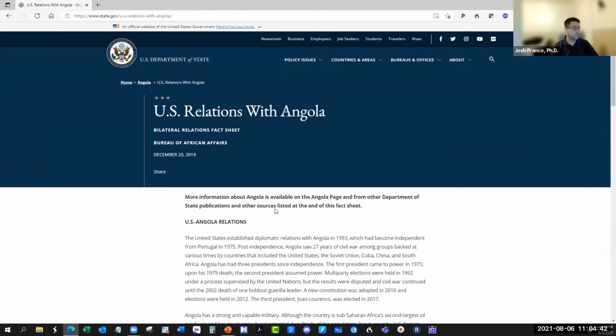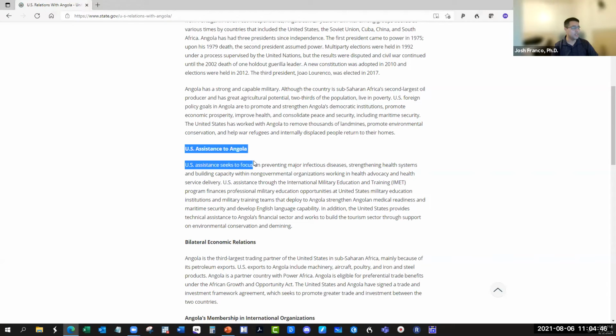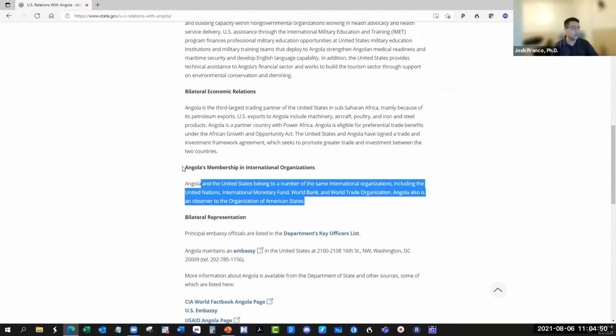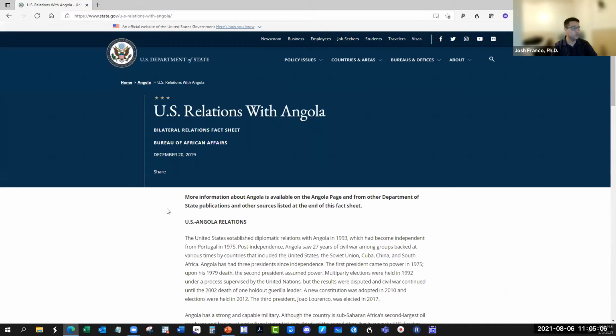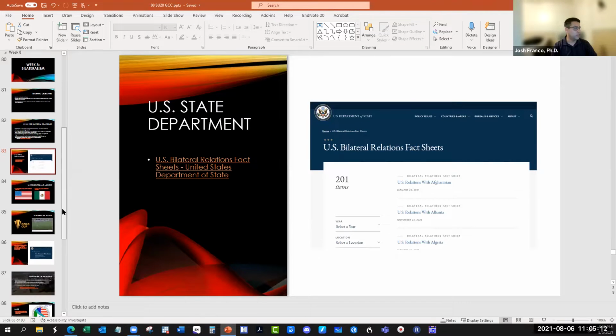And here it talks about the relations between the two countries, any U.S. assistance that may be provided to the country, bilateral economic relations, Angola's membership in international organizations, and then additional information like who the principal officers are, the embassy, and then all these additional links out to help folks understand what the relationship is between two countries. So I thought this resource was really great. I included it in the presentation, so you can check it out if you want to explore it for other countries that you're interested in.